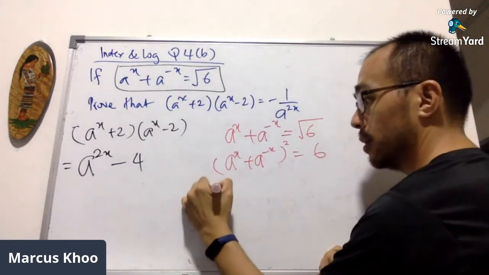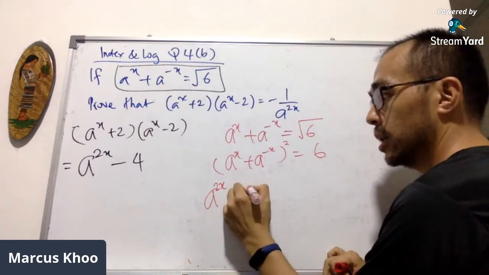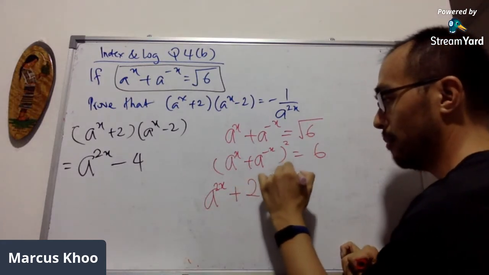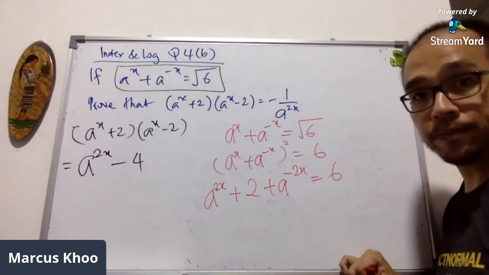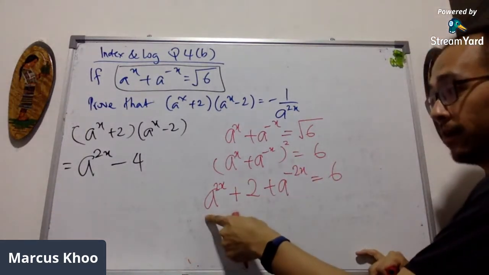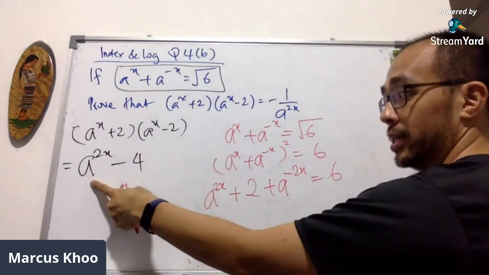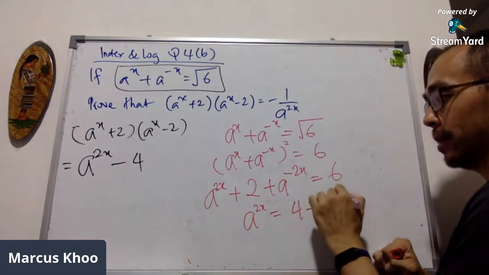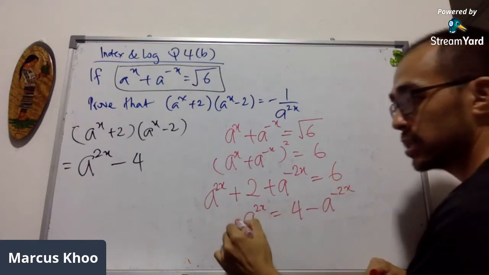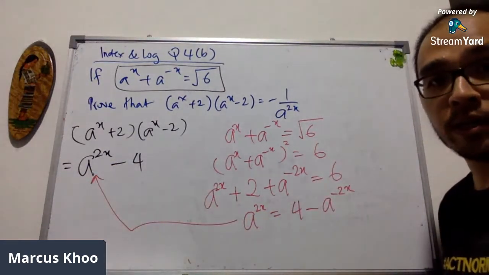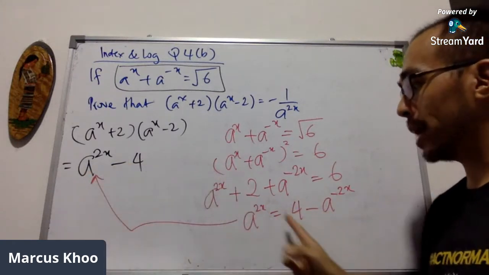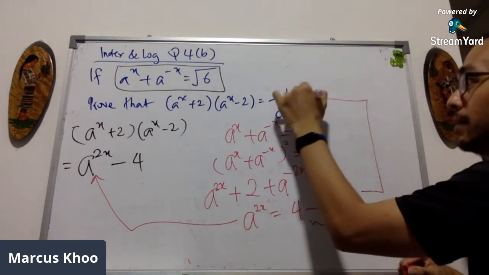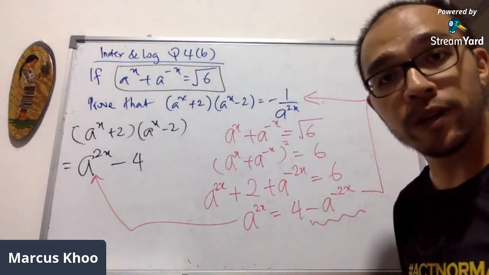This will give you a to the power of 2x, plus 2, plus a to the power of minus 2x equals 6. And therefore, because what I want to do is substitute this in here, I bring everything over, I get a to the power of 2x equals 4 minus a to the power of negative 2x. And so I substitute this in here. You get 4 minus 4 minus a to the power of negative 2x, and actually minus a to the power of negative 2x is the same as this. And then you've already proven the equation.